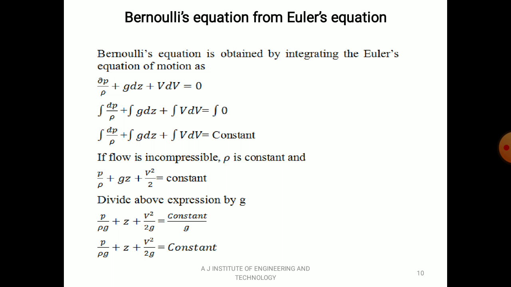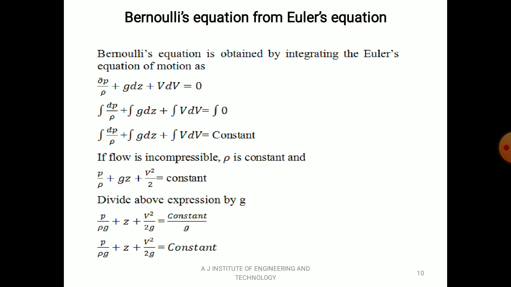Just integrate it. So we get integration of dp/ρ plus integration of g dz plus integration of v dv equal to integration of 0, which is not 0, it is a constant. If the flow is incompressible, then rho is constant, density is not going to change. So you can take 1/ρ outside the integration sign.